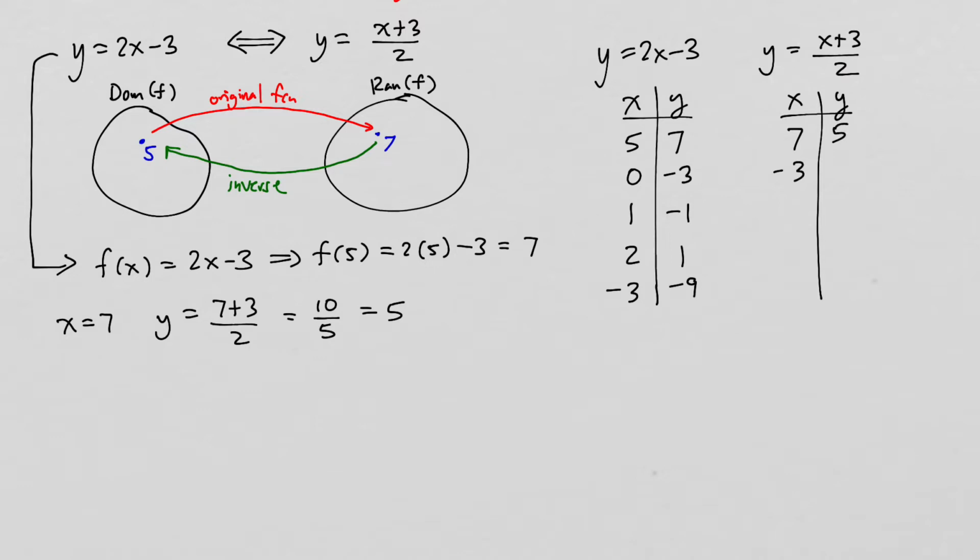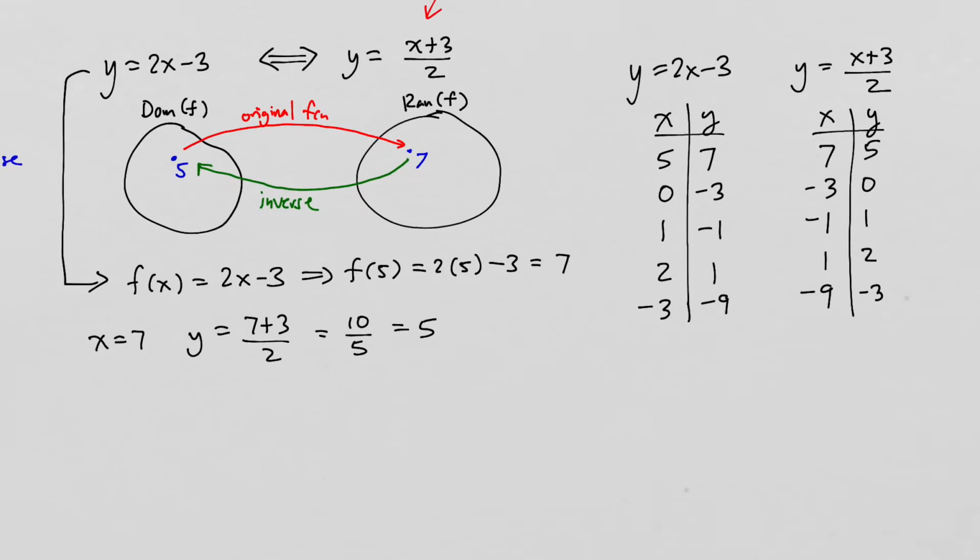If I plug in x equals negative 3, notice that you get negative 3 plus 3, which is 0. If I plug in x equals negative 1, we get negative 1 plus 3, which is 2, divided by 2, which is 1. If I plug in x equals 1, 1 plus 3 is 4, divided by 2 is 2. And finally, if I plug in x equals negative 9, negative 9 plus 3 is negative 6, divided by 2 is negative 3. So you should notice that in this table, it's simply all of these points here, but reversed. That's what an inverse function does.